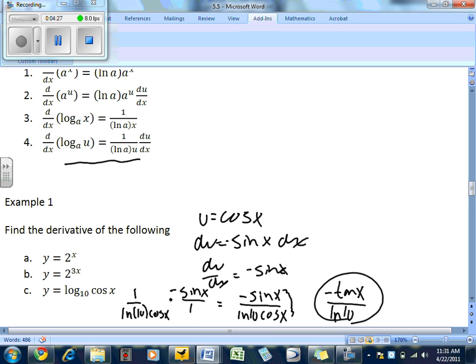So there we go. That's just a little simplifying at the end is all it was, but there's a few examples of taking the derivative with bases other than e.